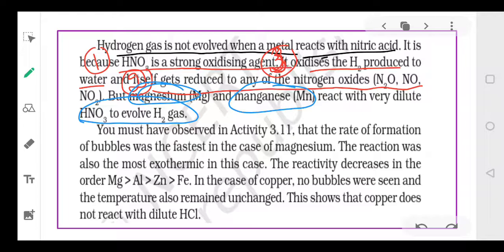Now in the same manner as I told you, all metals can react with dilute acids, they will displace hydrogen, so a kind of displacement reaction will be occurring. So basically this reaction will focus on four elements, that is magnesium, aluminium, zinc and iron. And when we observe their reaction with acids, we will find that the rate of formation of bubbles was fastest in case of magnesium.